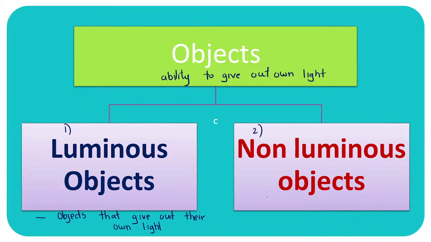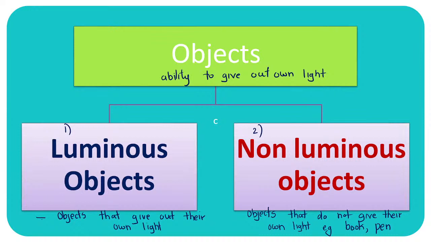Whereas non-luminous objects are those objects that do not give their own light. So we term these as non-luminous objects. Example, pencil, a book, a pen. All these objects, they don't give light at all, isn't it?